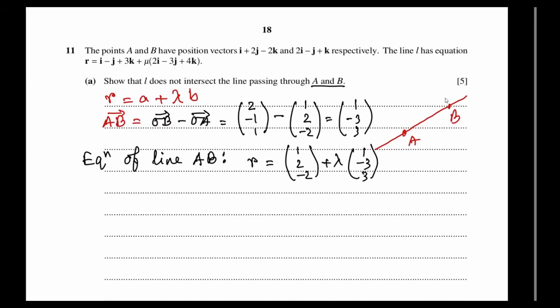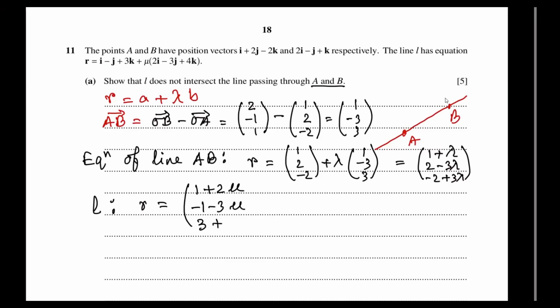Now, whether two lines intersect or not, we have to convert it into position vector form. For line AB: (1 plus lambda, 2 minus 3 lambda, minus 2 plus 3 lambda). And the line L, if you convert it into position vector form, single column, it becomes (1 plus 2 mu, minus 1 minus 3 mu, 3 plus 4 mu).